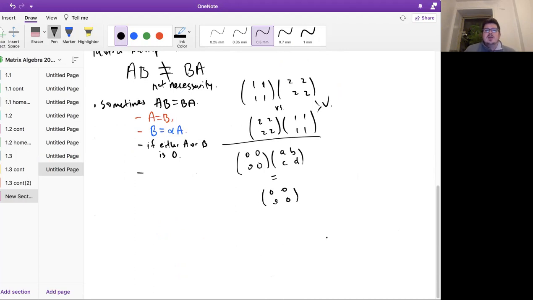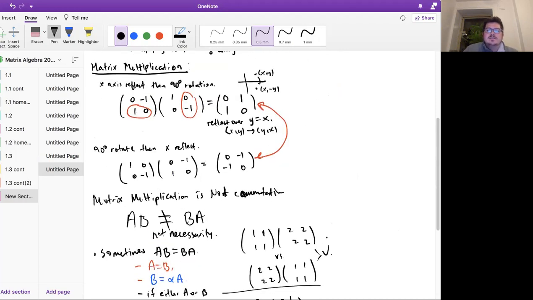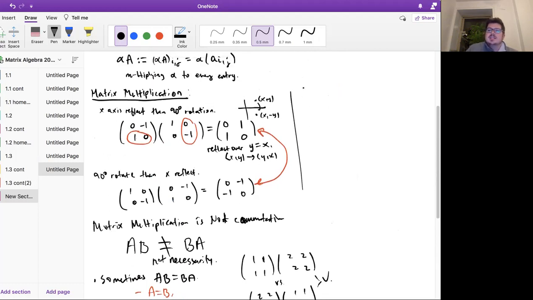Okay. How about this one? What is the function that doesn't do anything on the plane? So it sends (x, y) to (x, y). It doesn't do anything. What does that matrix look like?